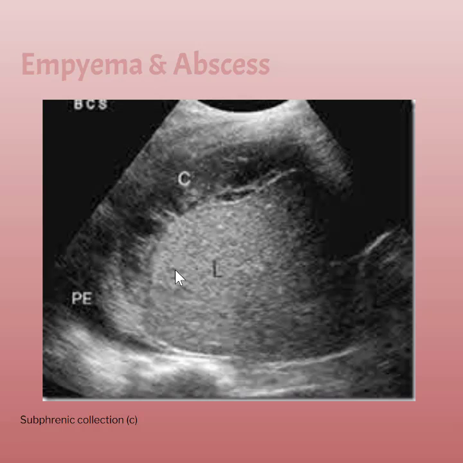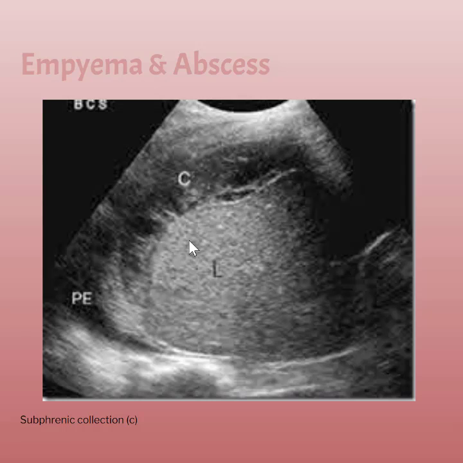Here is an example of a subphrenic or subdiaphragmatic abscess. So the L represents the liver. So this is all liver tissue. And then we have the diaphragm. Up here we have the pleural space, which actually has some fluid in it. So they're calling it a pleural effusion with that PE. But the main focus of this picture is the fluid collection, the C here. This is, again, a loculated complex mass that is sandwiched in between the diaphragm and the liver.